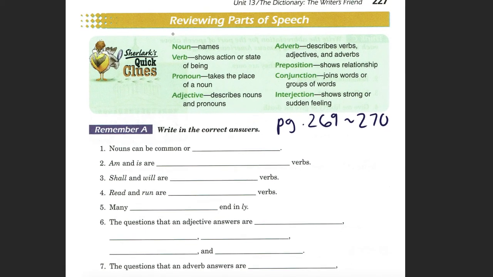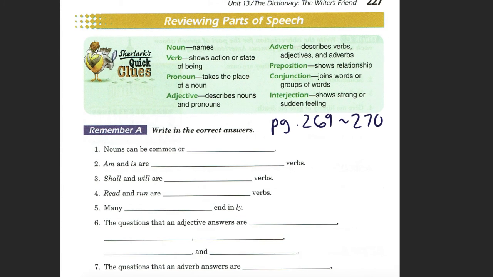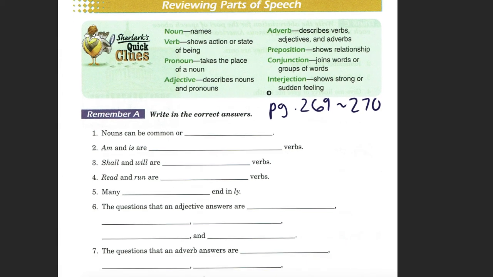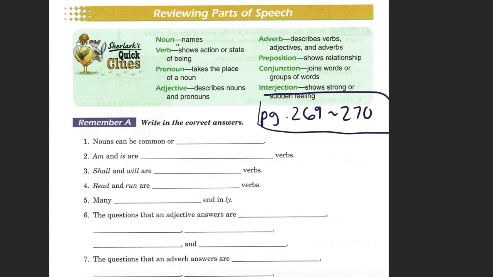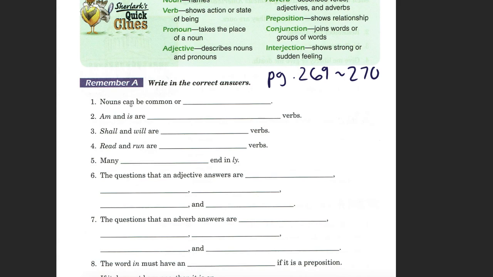But I really like these quick clues here. It's a really good quick summary of what each of those parts of speech does, like a noun, names, right? Names a person, place, or thing. Verbs show actions or state of being. Pronouns take the place of a noun, and so on. These are very brief, so you definitely need more detail than this. So I would go to pages 269 to 270 to find out in more detail what each of these parts of speech does. All right, so let's do the first one together.